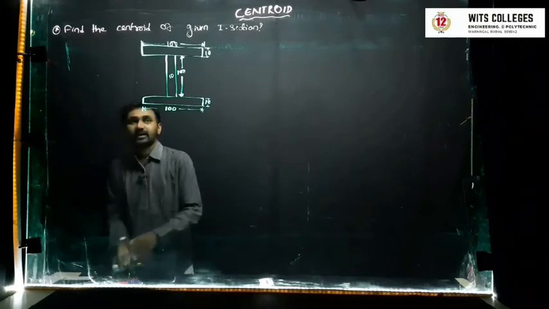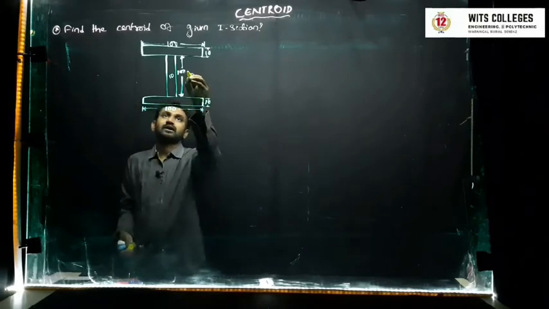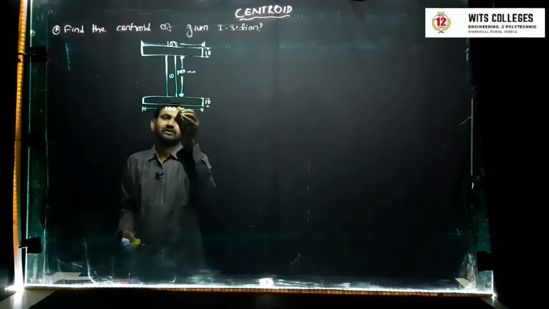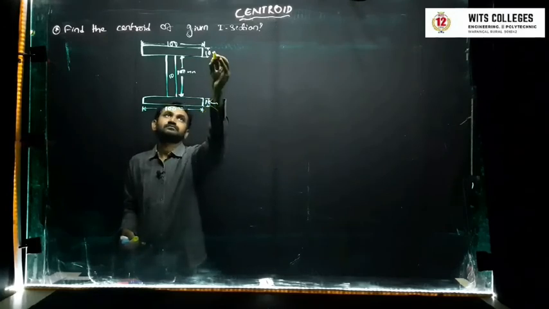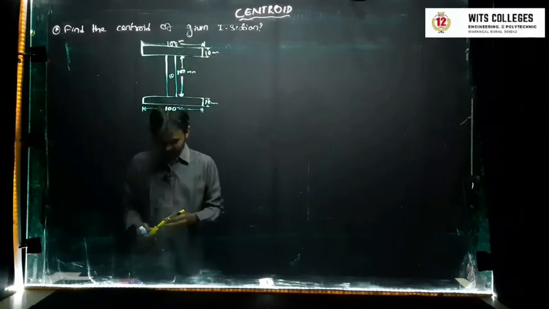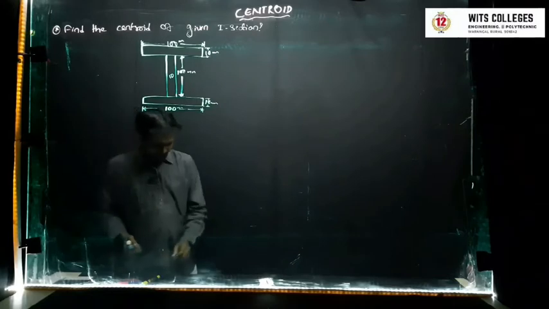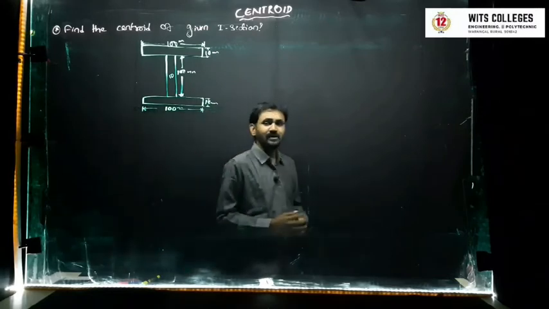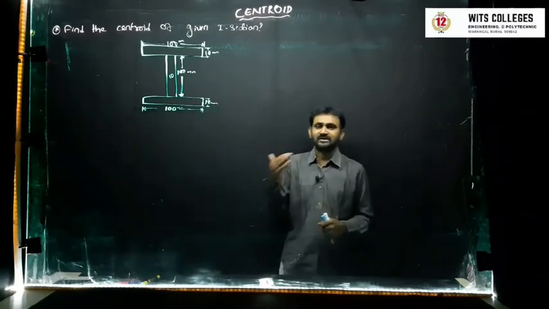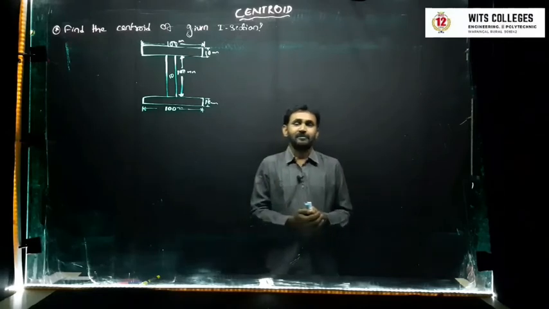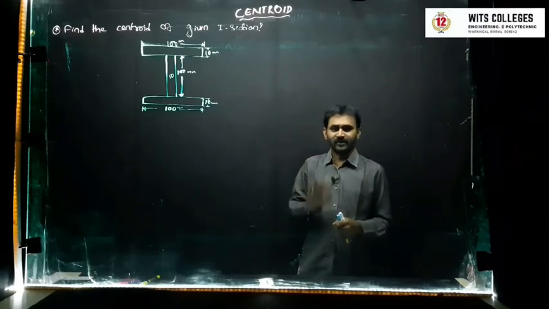Generally, please note that all the units are in mm. You have to find out a1, a2, a3, and capital A. Then you have to find out x1, x2, x3, then y1, y2, y3. After that you have to find out x bar and y bar.